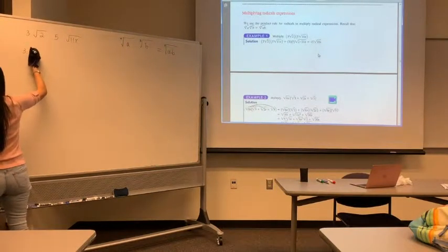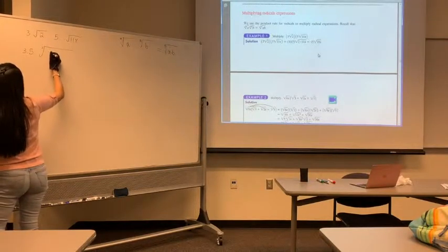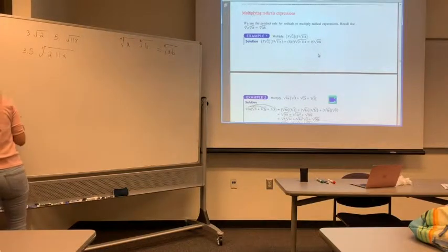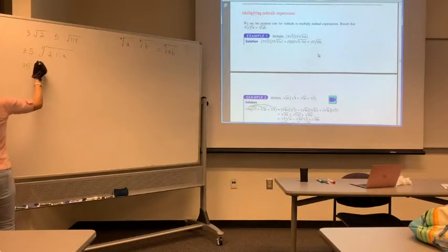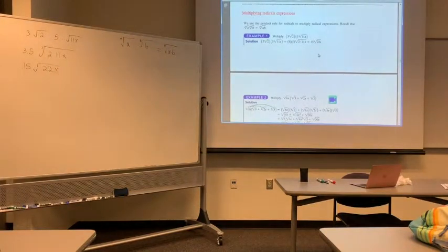So we write down 3 multiplies to 5. Radical index is the same. 2 multiplies to 11x. So we have 15 radical 22x. Correct?